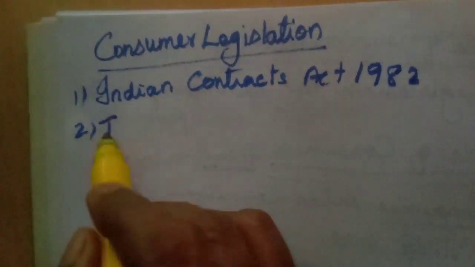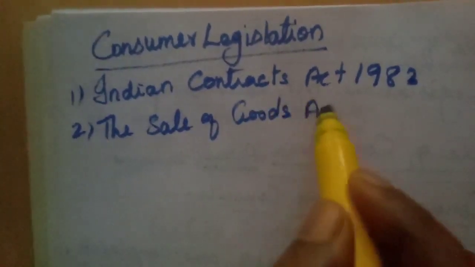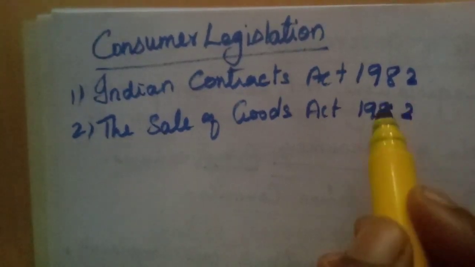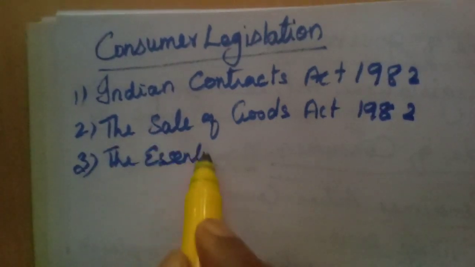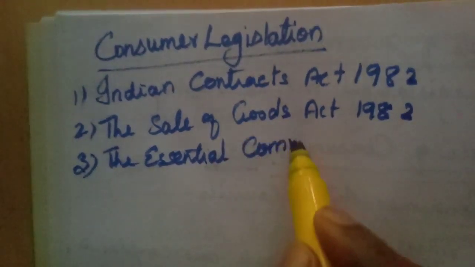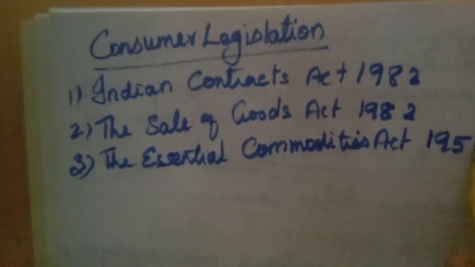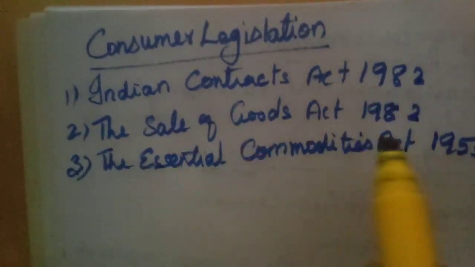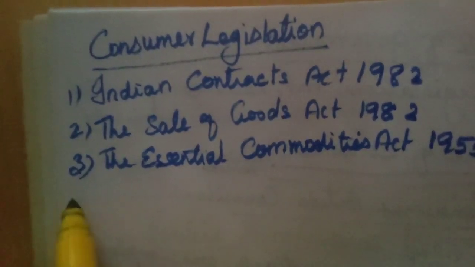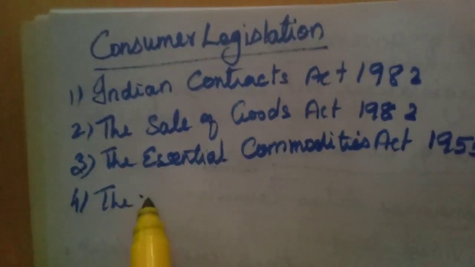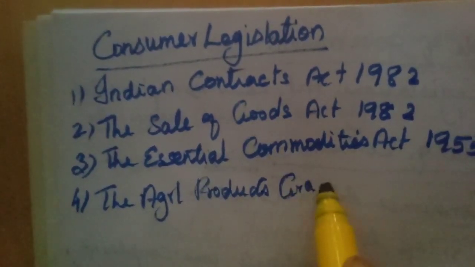Then the Sale of Goods Act, 1982. Then the Essential Commodities Act, 1955. Some of the acts they may ask for with the year. So the Indian Contract Act, the Sale of Goods Act 1982, then the Essential Commodities Act 1955, then the Agricultural Products Grading and Marketing Act.